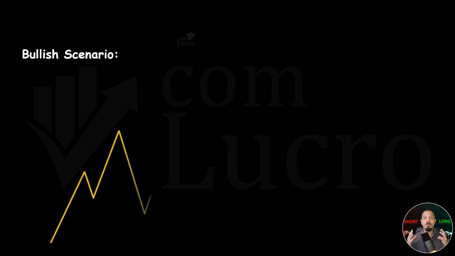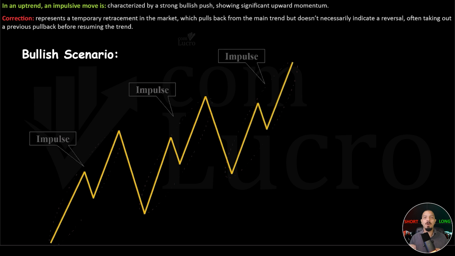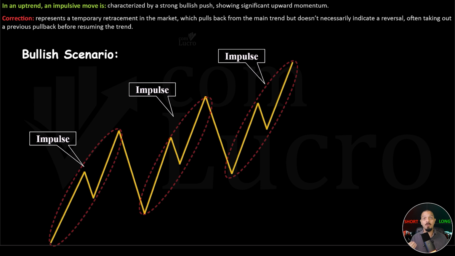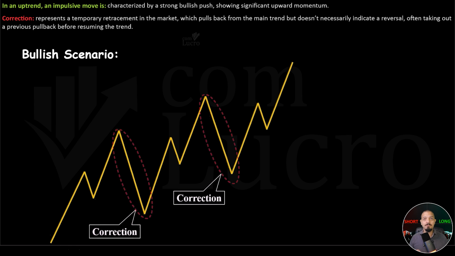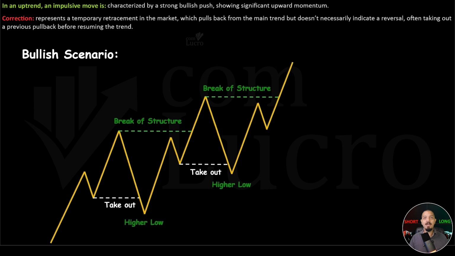Now that we've covered pullbacks based on candlestick formations, let's shift our focus to understanding impulsive and corrective moves within the broader market structure. In an uptrend, an impulsive move is characterized by a strong bullish push, showing significant upward momentum. On the other hand, a correction represents a temporary retracement in the market, which pulls back from the main trend but doesn't necessarily indicate a reversal, often taking out a previous pullback before resuming the trend.